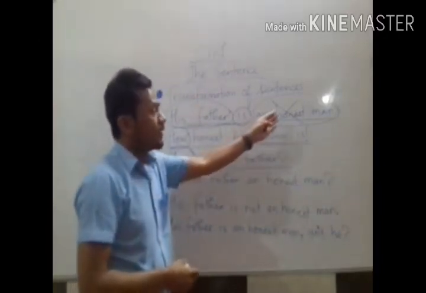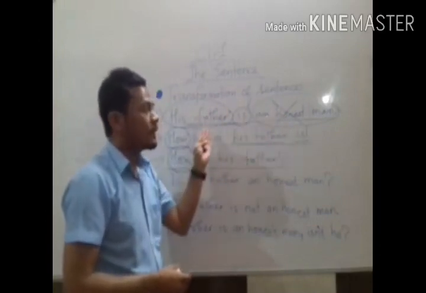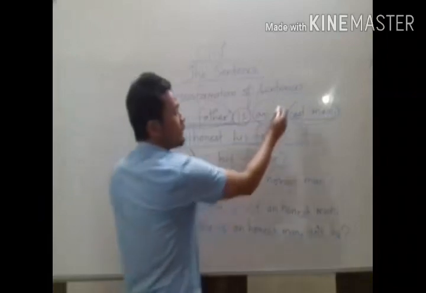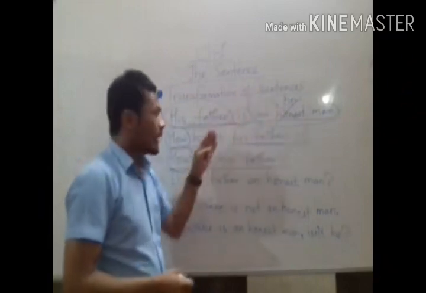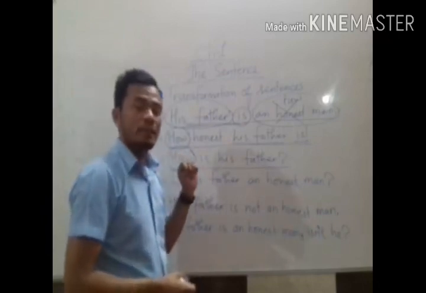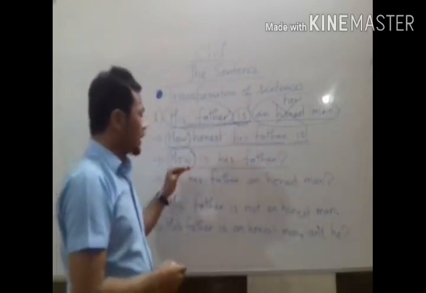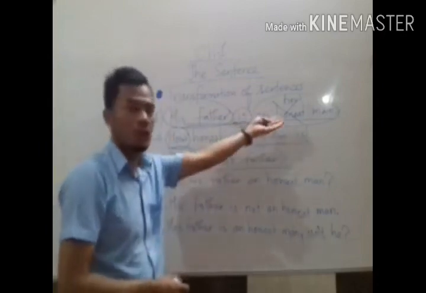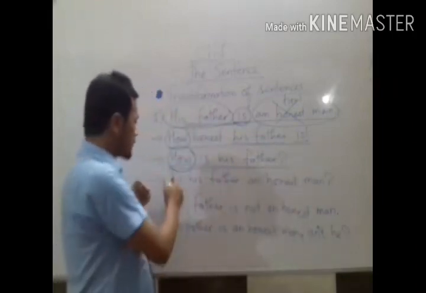Now see here. Honest is the quality of the subject, so it gives us a sense of how. So I have found the WH word as how. Now this WH word I have to use at the beginning of the sentence, and then comes the same helping verb that I have used in the sentence. The helping verb is is. So here the WH question will be: How is his father? The answer is an honest man. So this is the WH question: How is his father?